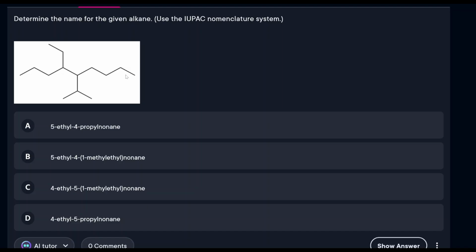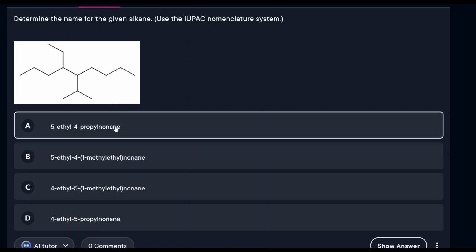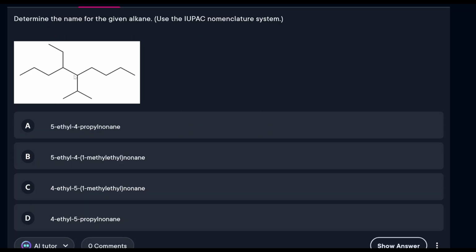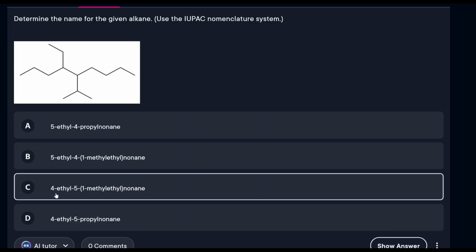Let's look at our answers. 5 ethyl, 4 propyl, that's not right. 5 ethyl, 4, 1 methyl ethyl nonane, that actually might be right. Let me think about this. Oh no, that is not right, because the ethyl would be on the 5, which would be here, instead of the 4. So C4, okay, this looks more right.